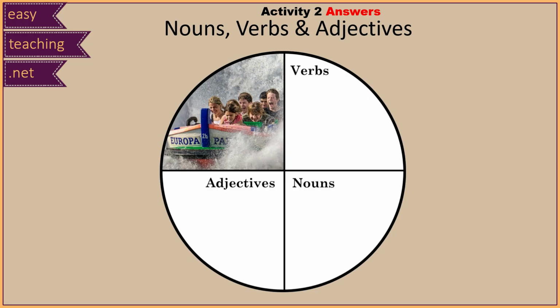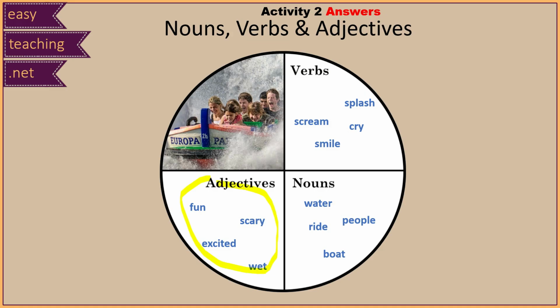How did you go? Spend a few moments checking over your work. Make sure all of your adjectives are describing words. Perhaps you have fun, scary, wet, excited. Now check that all of your nouns are naming words. Maybe you had water, ride, people, boat. Finally, check your verbs and make sure they're all doing words. Maybe you thought of scream, smile, splash, cry. Pause the video while you check.